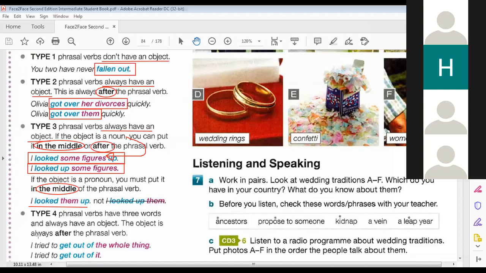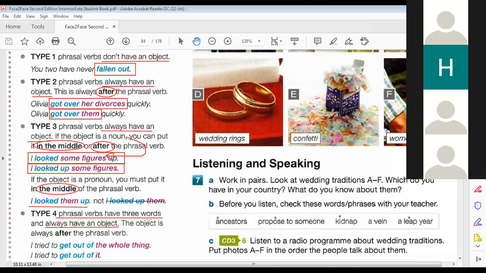Now the last type, type 4. It says here these phrasal verbs have 3 words, meaning 3 parts, not two. The previous ones, if you notice, were all two parts: fallen out, got over, looked up. They were all 2 parts. But here we have 3 parts or 3 words. So in type 4 we have 3 words. Same thing, always have an object. In fact, all of them have an object except the first type. The first type has no object. The rest all have an object. And type 4 shares with type 2 the same idea that the object is after the phrasal verb.